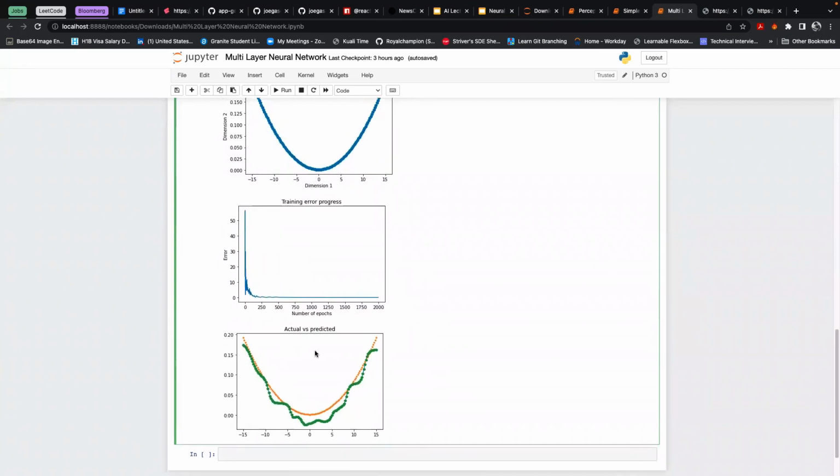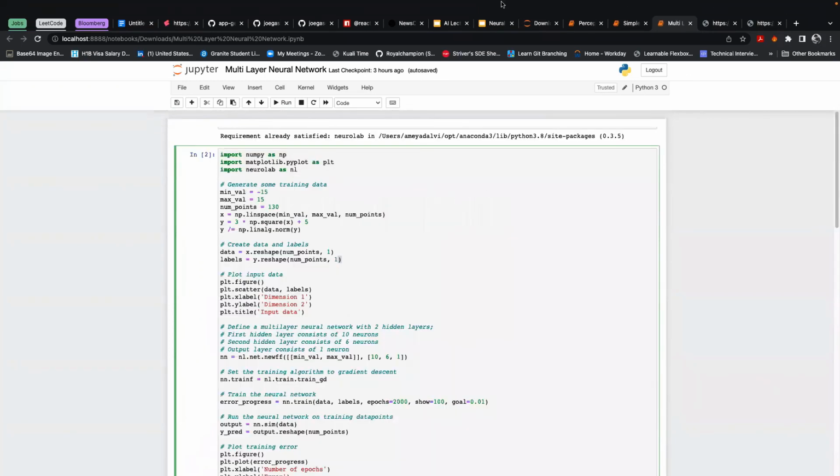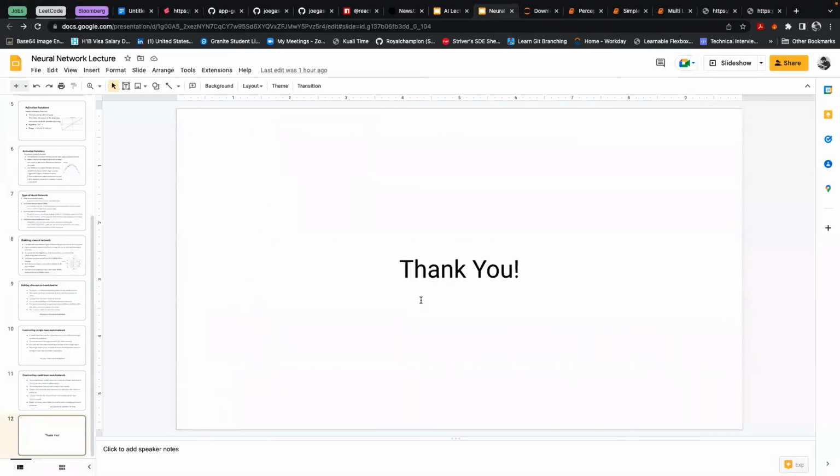Now, the predicted output seems to follow somewhat closely the actual input. If you continue to train the network and reduce the error, you will see that the predicted output will match the input curve even more accurately. So that's it for this lecture. Thank you.